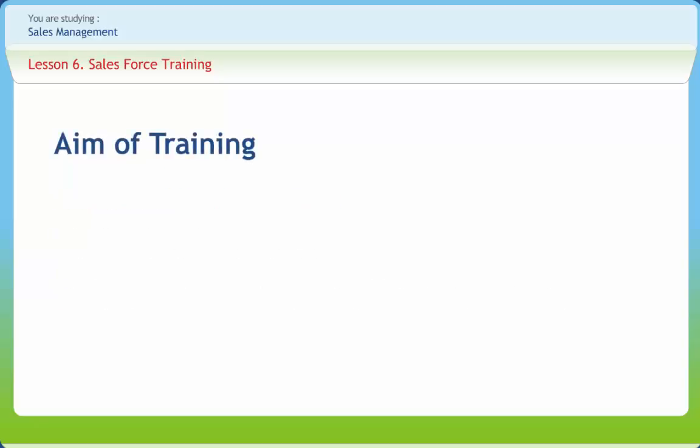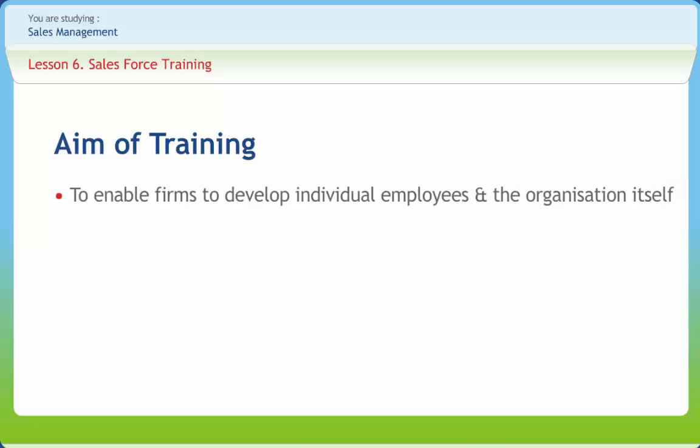Training can be teaching employees new skills that are relevant to their current job position or refreshing the skills that they already possess. Having a good training and development program enables firms to develop individual employees and the organization itself, as training is one of the best forms of motivation.